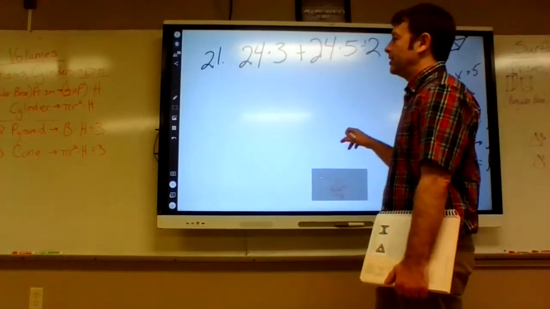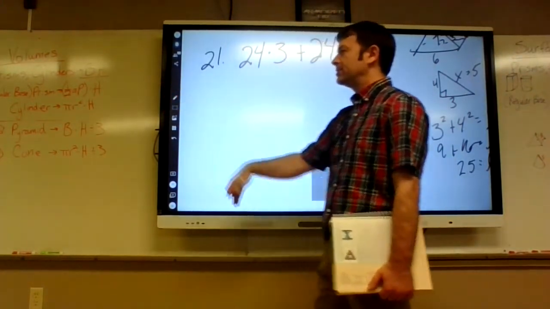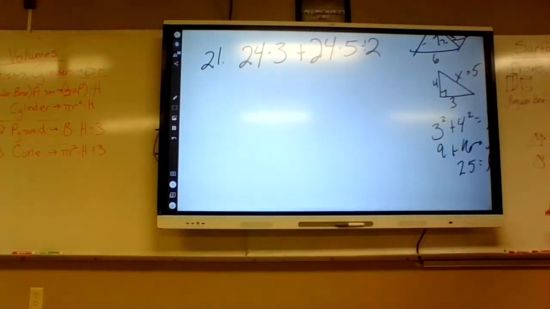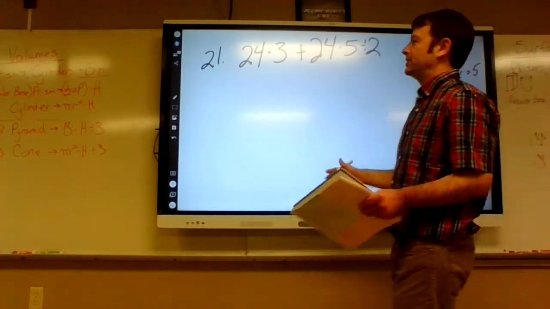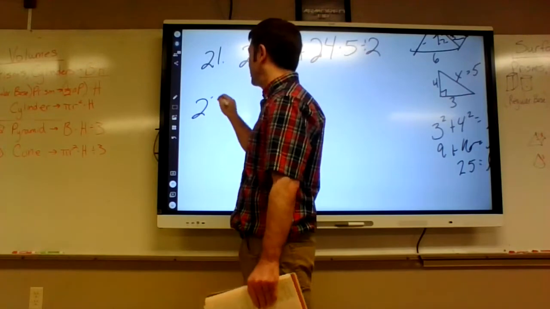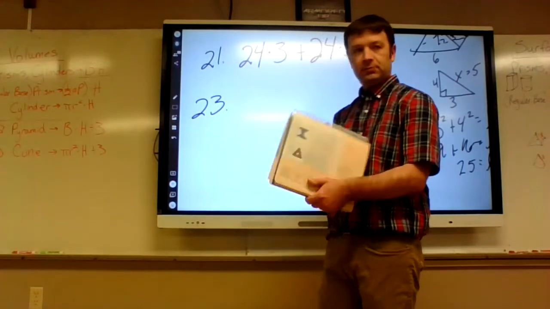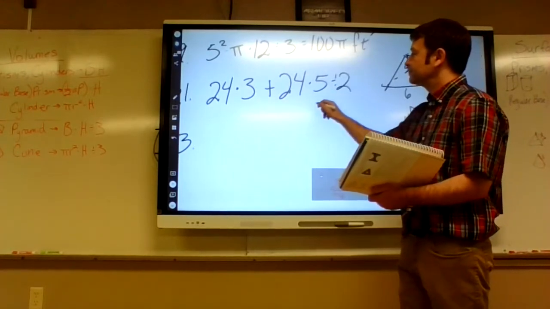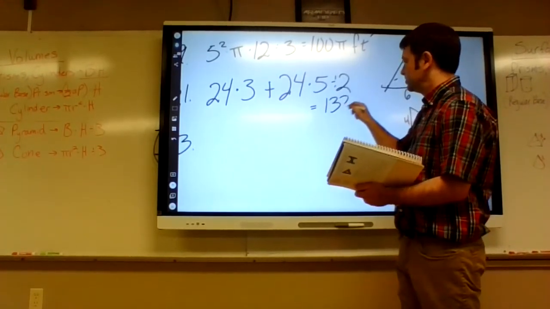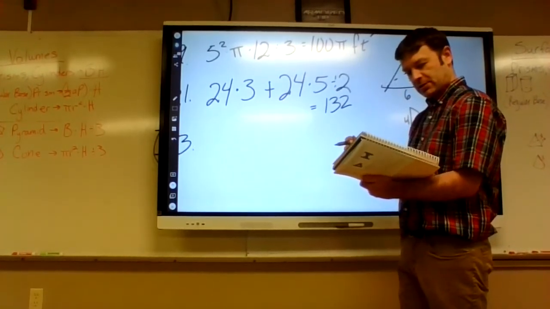Anyways, I'll probably just leave this stuff out for the test, which doesn't cover quite everything, though you would need to know what P is and how to find it. P stands for perimeter. It's still going to be a challenging test. Number 23. What did you guys get? 132. 132 feet.